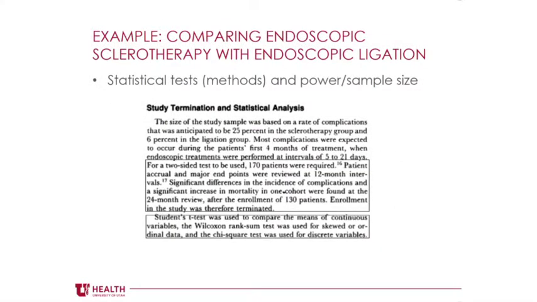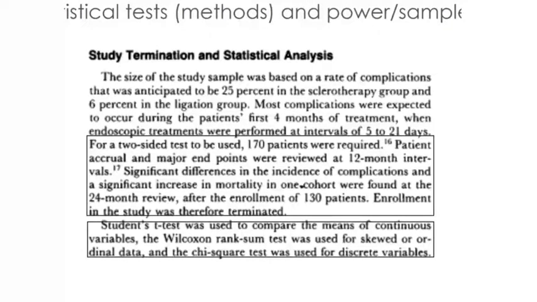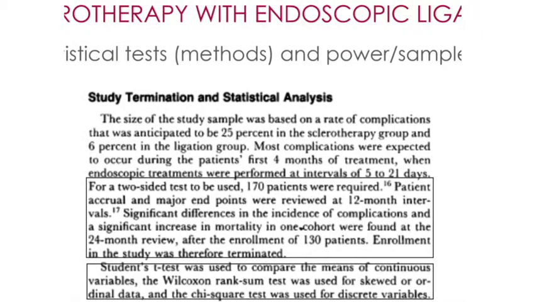Here is how they report the statistical methodology and the sample size related to the power. First of all, in the second paragraph, the authors say Student's t-test was used to compare the means of continuous variables. The Wilcoxon rank-sum test was used for skewed or ordinal data, and the chi-square test was used for discrete variables. And this is usually the methodology they use for conducting the statistical hypothesis tests.